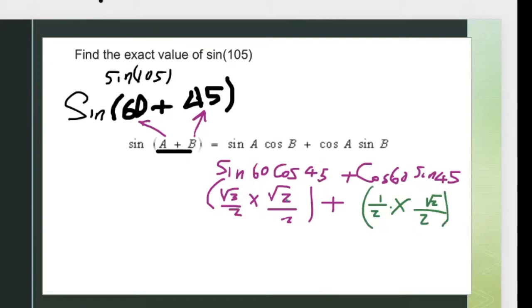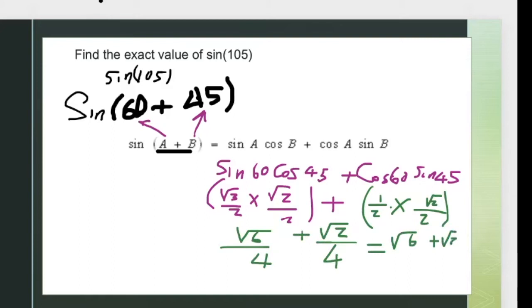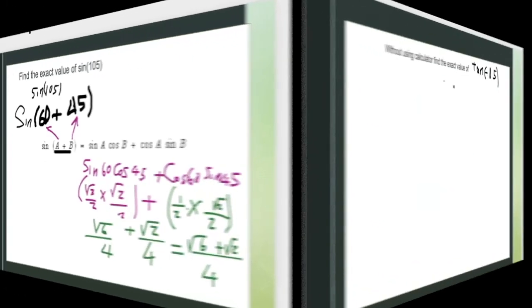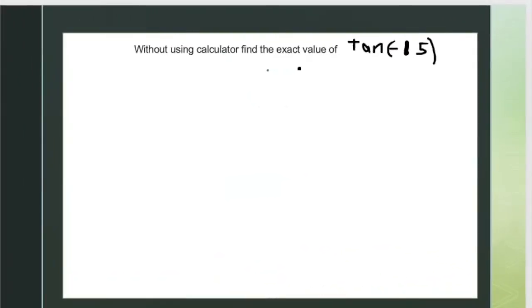Now multiplying this, root 3 times root 2, you write root and 3 times 2, that's 6, and the 2 times 2, that's 4. Plus 1 times root 2, that gives you root 2, and 2 times 2, that's 4. Then we add: root 6 plus root 2 over 4. And that's it.